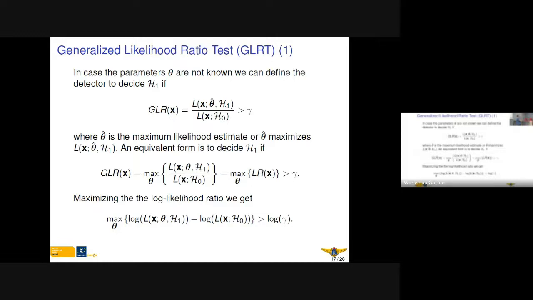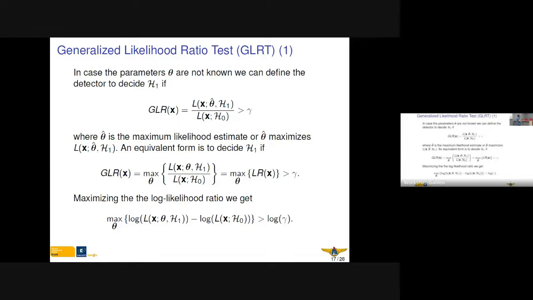Here theta hat is the maximum likelihood estimate of theta, which maximizes the likelihood. An equivalent form is to decide H1 if... So we can now write the likelihood ratio maximized with respect to theta. This is what we have to solve. Now we have arrived at our combined detection and estimation problem.